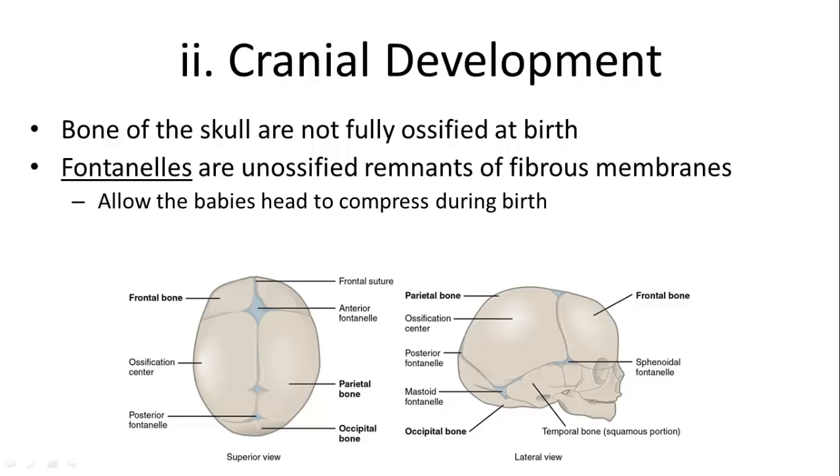And this allows the baby's head to compress during birth, so that, if it was just a rigid structure, the birth canal is a tight space, and it could cause damage to the bones. But since they are somewhat flexible with those fibrous joints, they can be warped and manipulated and form what's called a cone head. I'll show you pictures in a second.